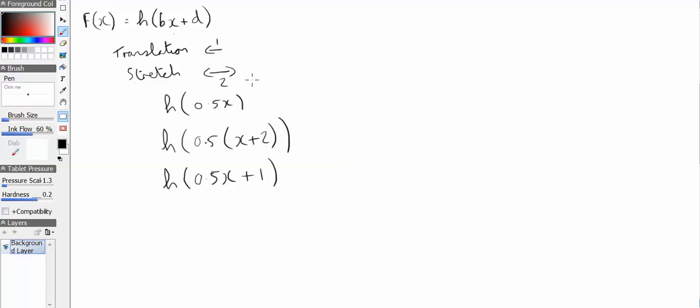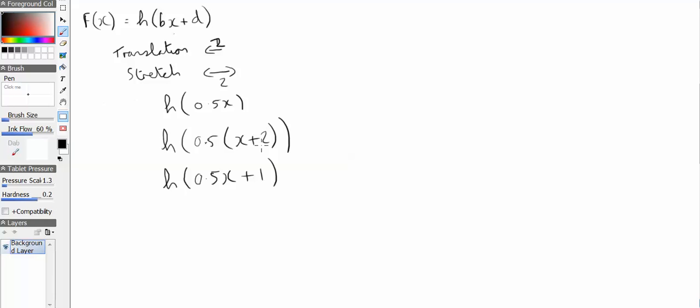would be, where did I plus 2? Can't remember. Oh yeah, that's right. Sorry, it's a translation of 2, isn't it? Sorry, because it's gone 2 to the left. So the translation would then be plus 2 to the left. So we've done the stretch followed by the translation. If I expand this bracket, I get 0.5x plus 1, which is actually exactly the same. Either one's fine.